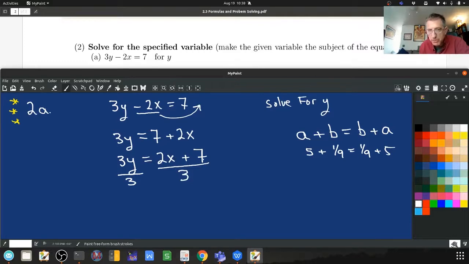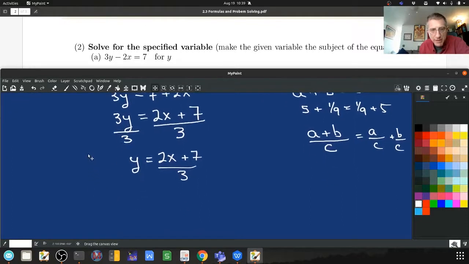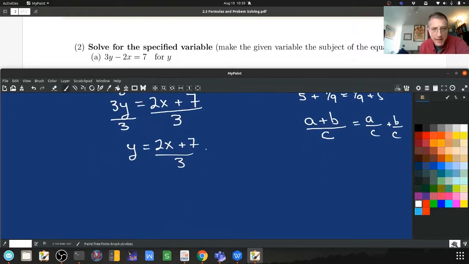Not just one term and not the other. So 3y divided by 3 gives me y. And then I can either leave it like this, (2x plus 7) over 3, or I can use a familiar property. And we will actually focus on this property again and again. (a plus b) over c is equal to a over c plus b over c. That's exactly the rule that we use to figure out how to add fractions. So this is an acceptable way to write it.